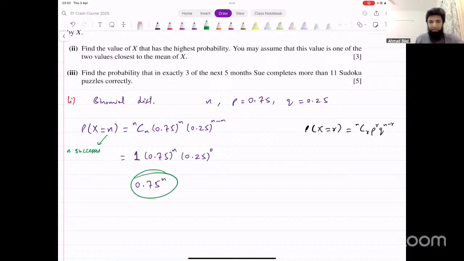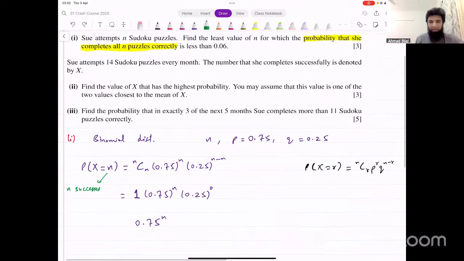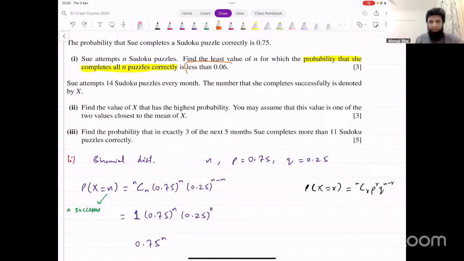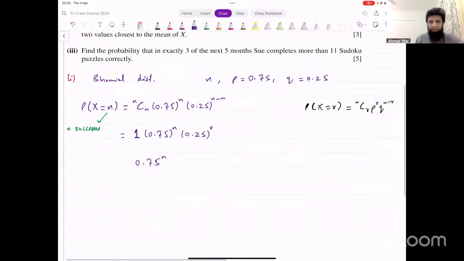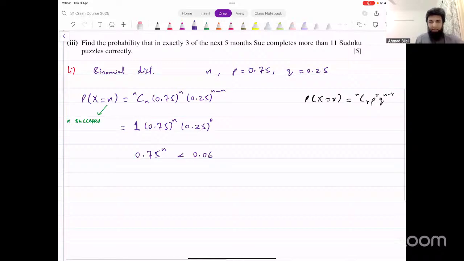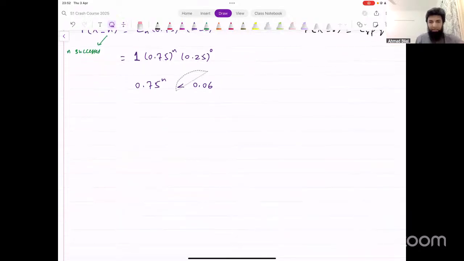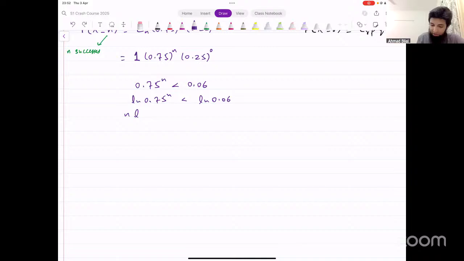What is that equal to? That's 0.75 raised to power n. They are saying that this probability should be less than 0.06. So we put this number less than 0.06. And now we have to solve this inequality. Again, we can use both of those methods that we discussed, either use logs or the hit and trial method. If we use logs, we take log on both sides: ln of 0.75 raised to power n is less than ln of 0.06. Again, evaluate the log first before dividing it on the other side, because if it is negative, then the inequality sign would have to change.